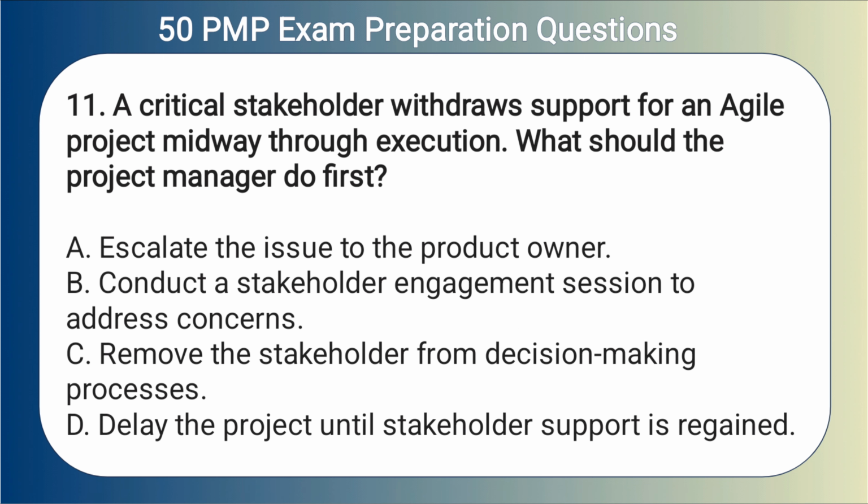11. A critical stakeholder withdraws support for an Agile project midway through execution. What should the project manager do first? A. Escalate the issue to the product owner. B. Conduct a stakeholder engagement session to address concerns. C. Remove the stakeholder from decision-making processes. D. Delay the project until stakeholder support is regained.